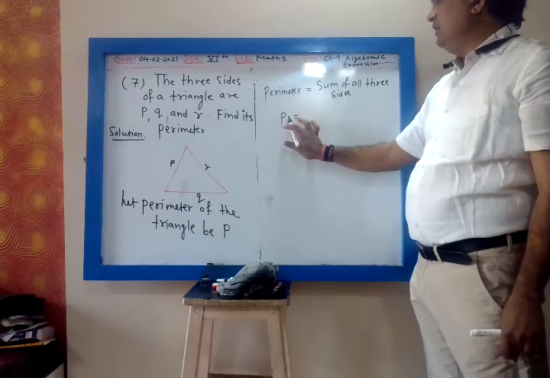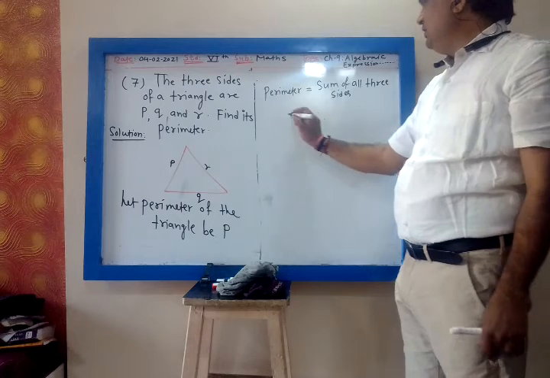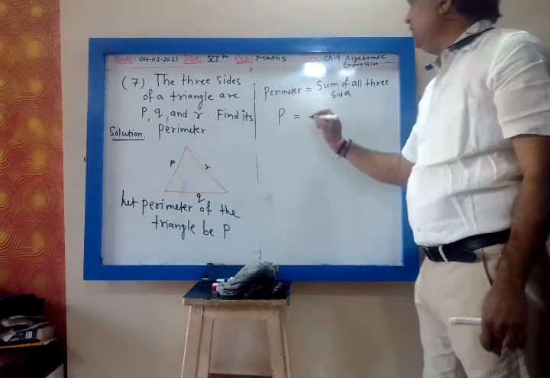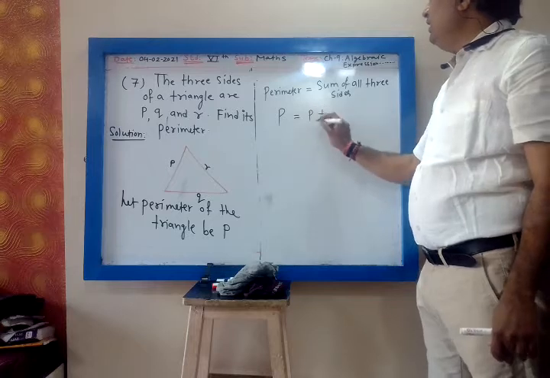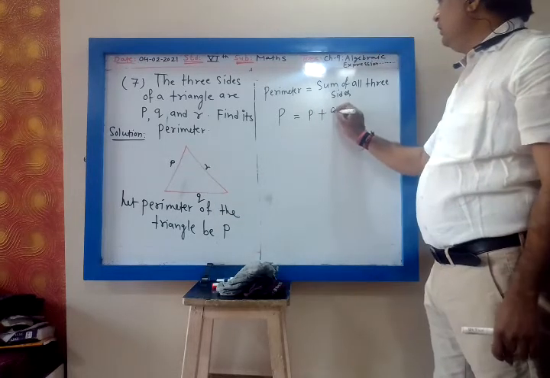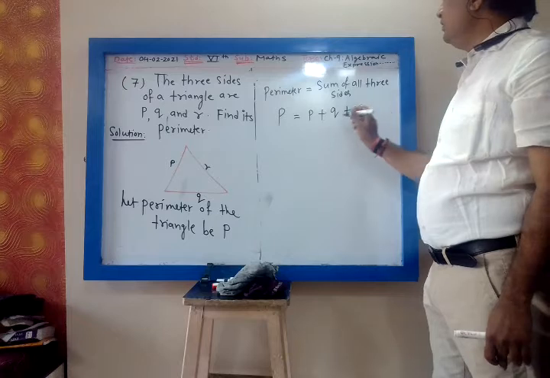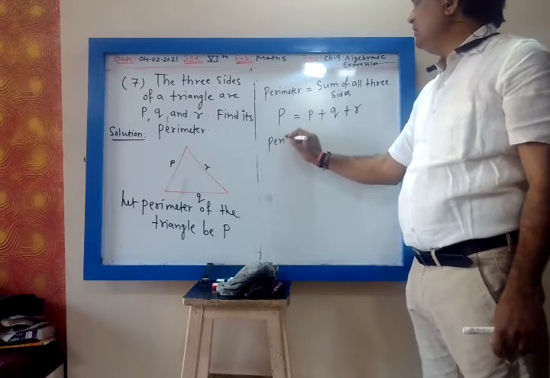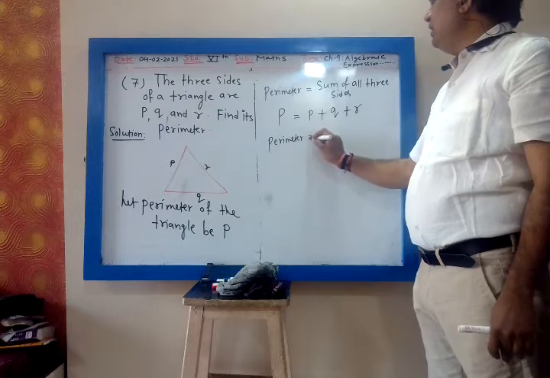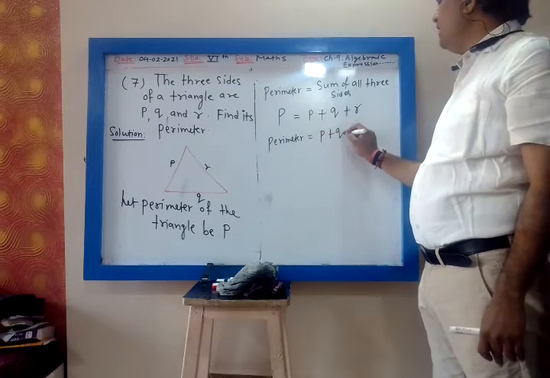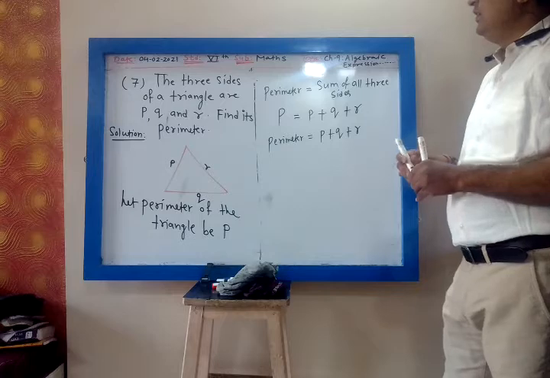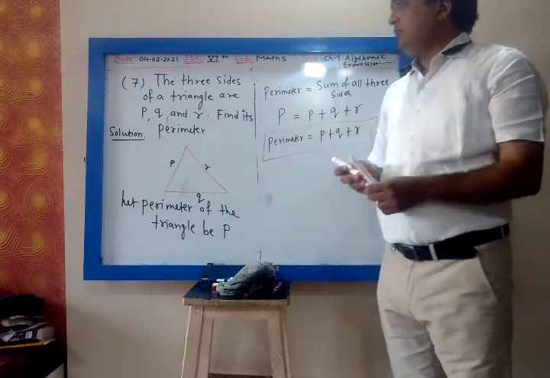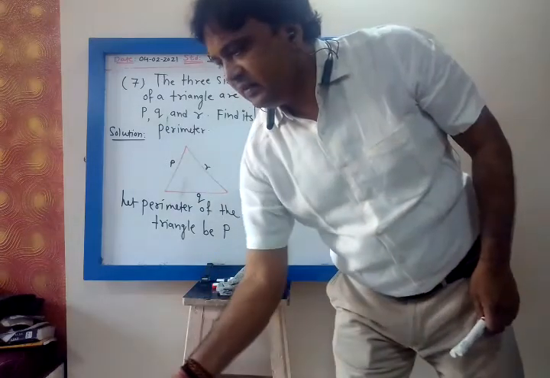So this is capital P. So sum of all three sides: the first side is small p, plus the second side is q, plus the third side is r. So that is p plus q plus r. So finally the perimeter of the triangle is p plus q plus r. That is the sum of all the three sides. So the answer is p plus q plus r.